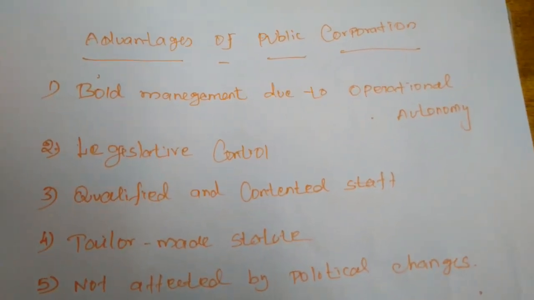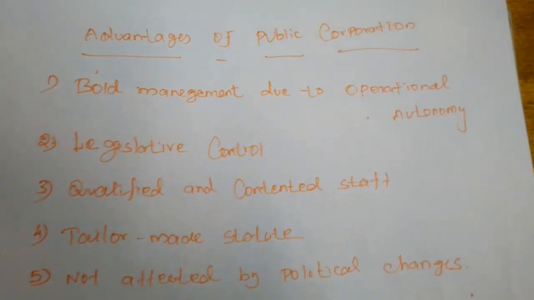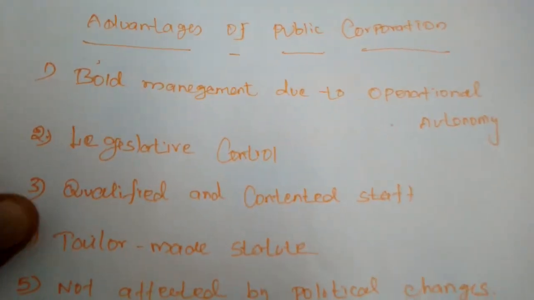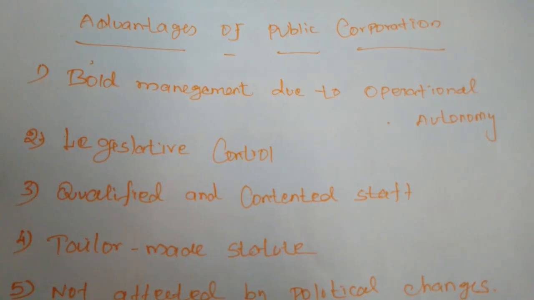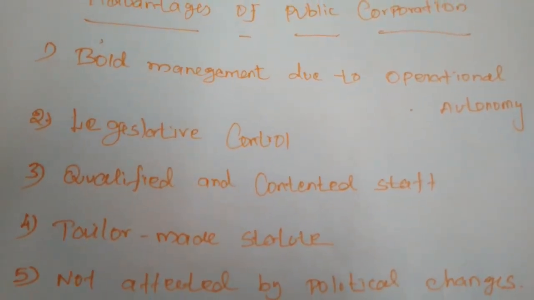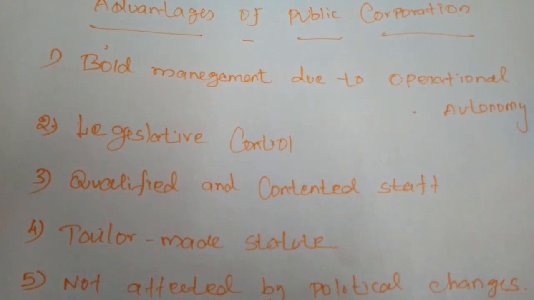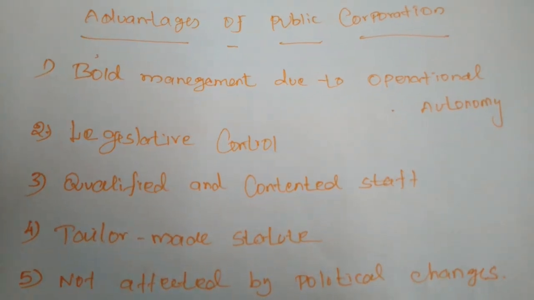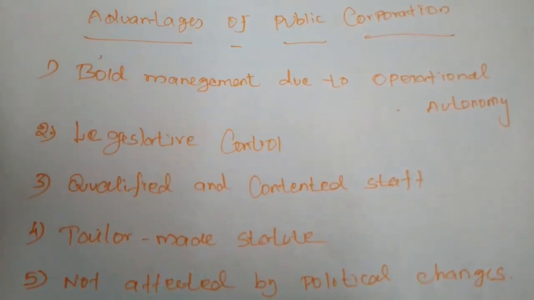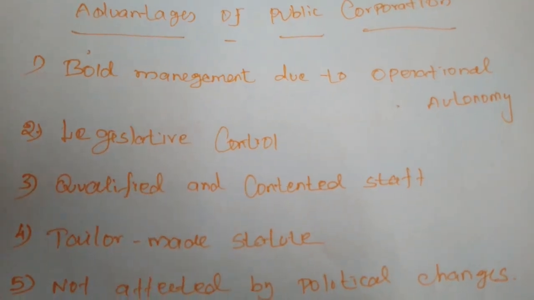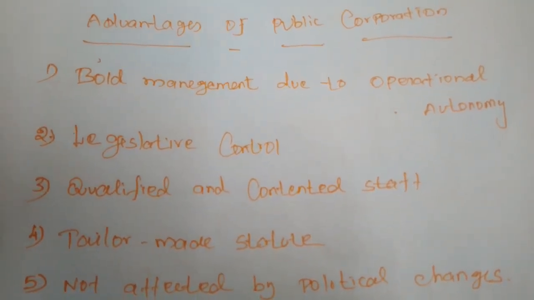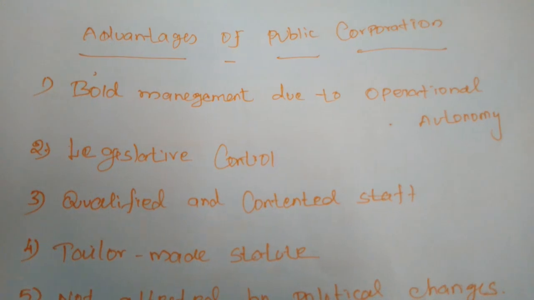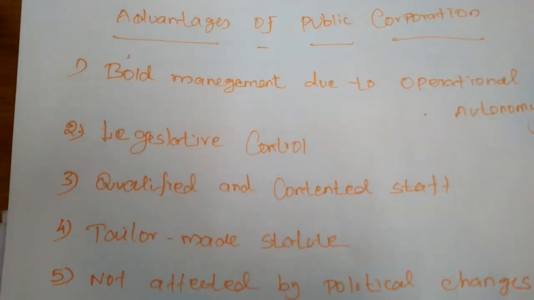Yesterday we studied the advantages of public corporations. What are the advantages in public corporations? First one is bold management due to operational autonomy. The public corporation enjoys internal operational autonomy as it is free from government control. As we have studied, there is no government control in public corporations. If there is no government intervention, whatever decisions they have to take regarding the organization, they can take without any hesitation.